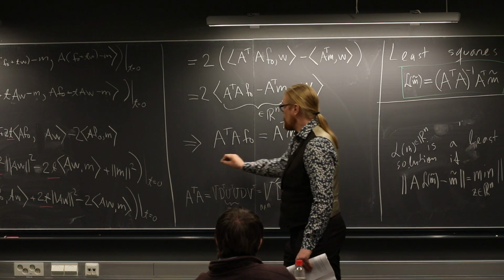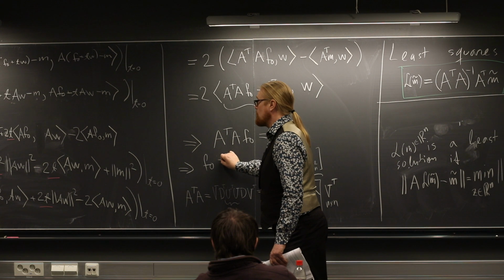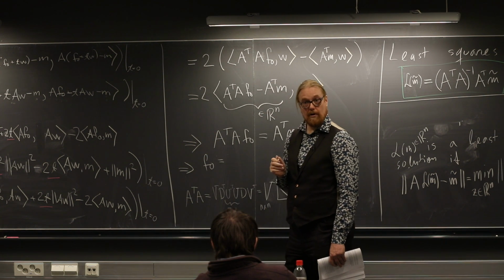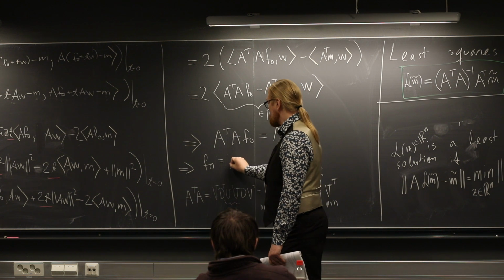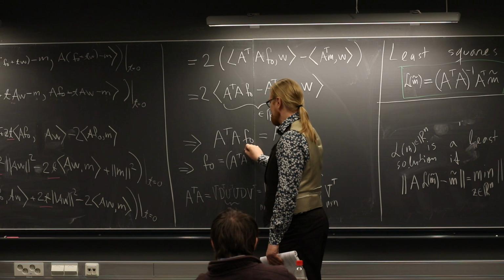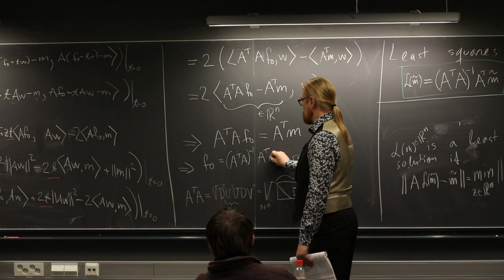So therefore, we see that F0, the minimizing point for our quadratic functional, equals A transpose A inverse applied to A transpose M.